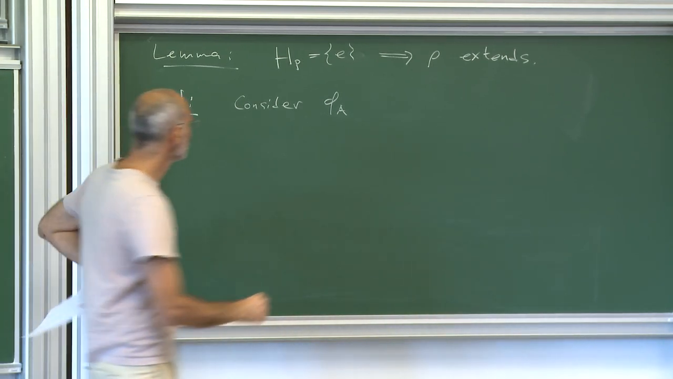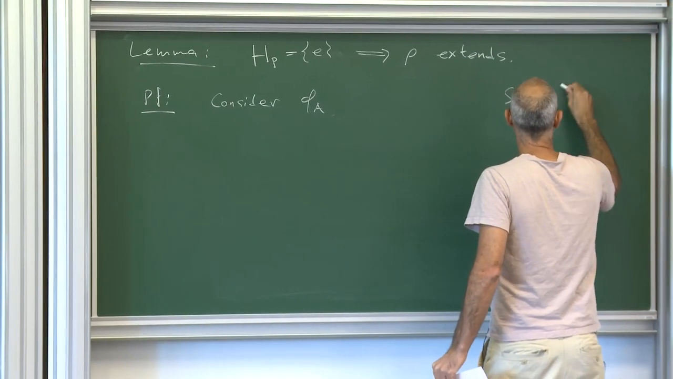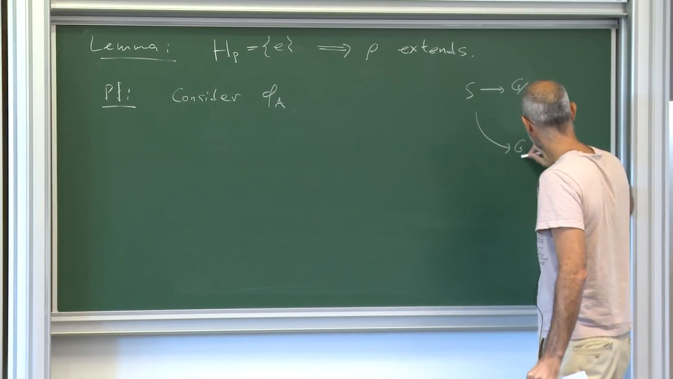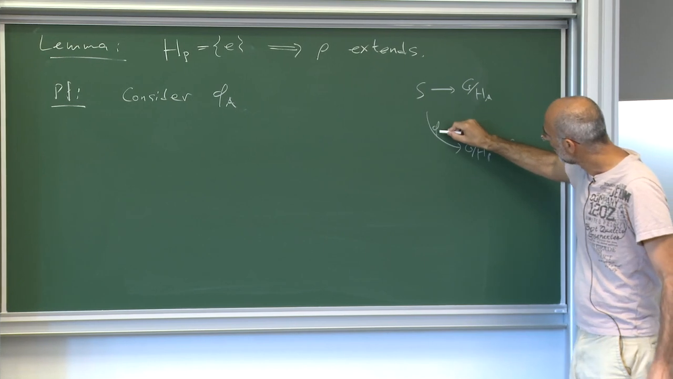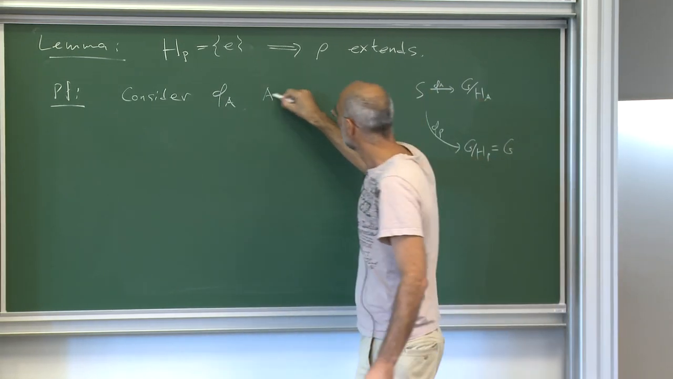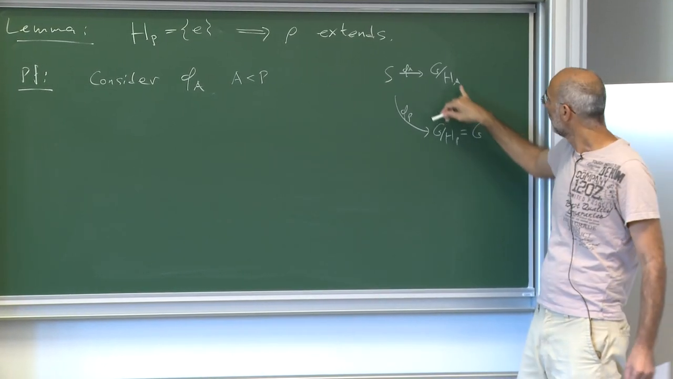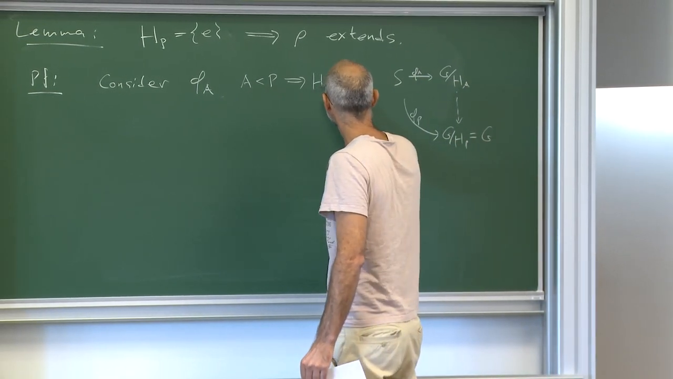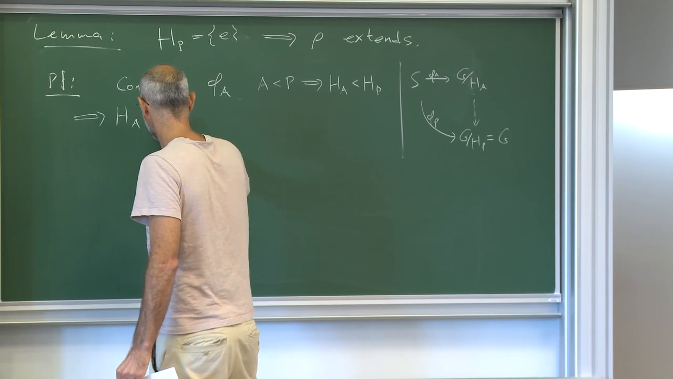Consider phi_A. I'm having S to G mod H_A. I'll also have S to G mod H_P, which is just G. This is phi_P. This is phi_A. But since A is in P, this is also an A map. And this is the gate, so I'm getting this. So H_A is inside H_P, and this forces H_A to be trivial too.